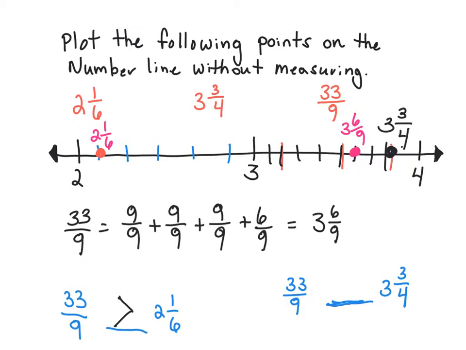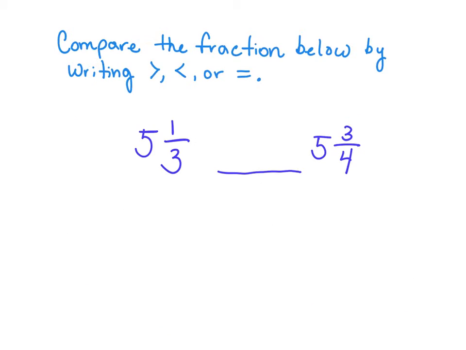But then what about 33/9 compared to 3 and 3/4? Well, over here, 3 and 3/4 is closest to the greater whole, which is 4, and this is a little bit less than. So just by looking, we can make our comparison and say 3 and 3/4 is greater than 33/9.